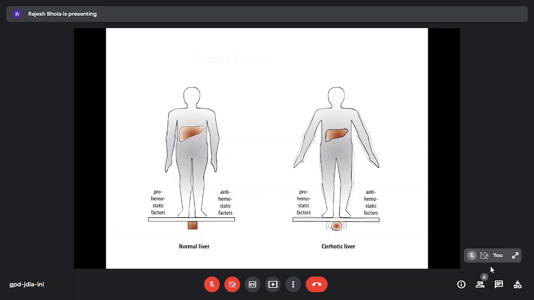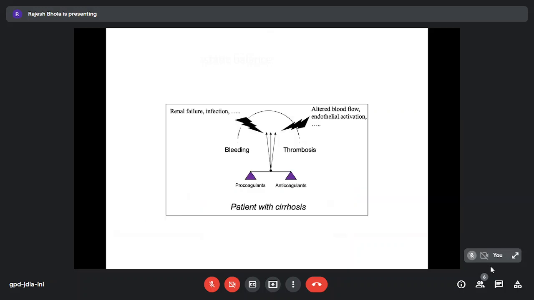A better depiction is that you are standing on a flat platform where there is a stone or a ball-like structure, where you can fall in either direction in case of chronic liver disease. So what makes them fall in either direction? If there is renal failure or infection, that can lead to more bleeding manifestation. If there is altered blood flow or endothelial activation, that can lead to more thrombosis. So that is a patient with cirrhosis.